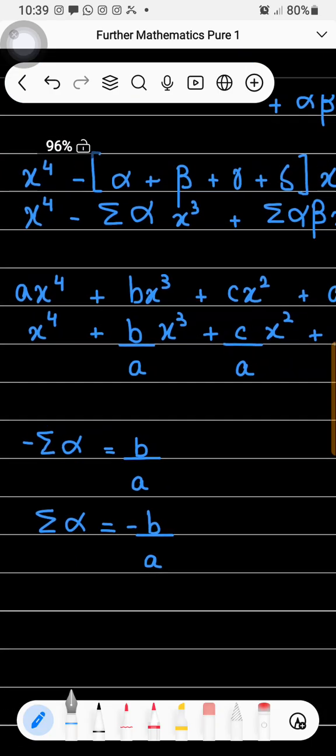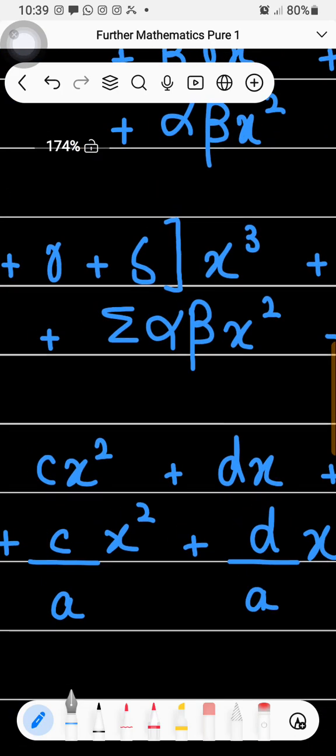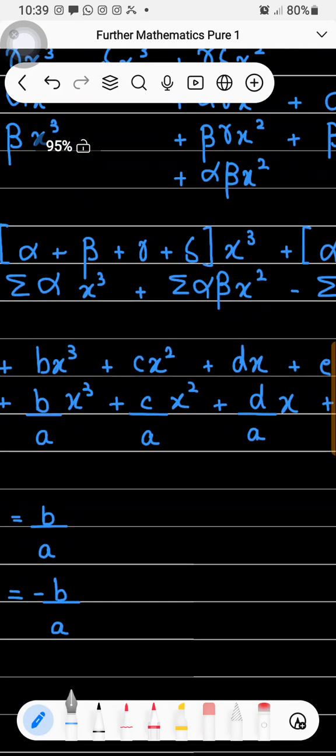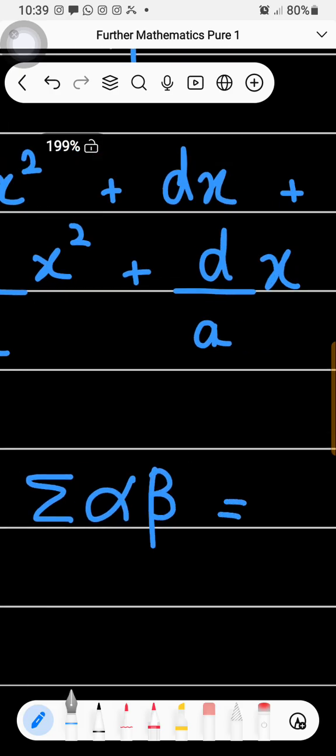Now we will compare the term of x square. We will compare sum of alpha beta with c upon a, so that's a formula. Sum of alpha beta equal to c upon a.